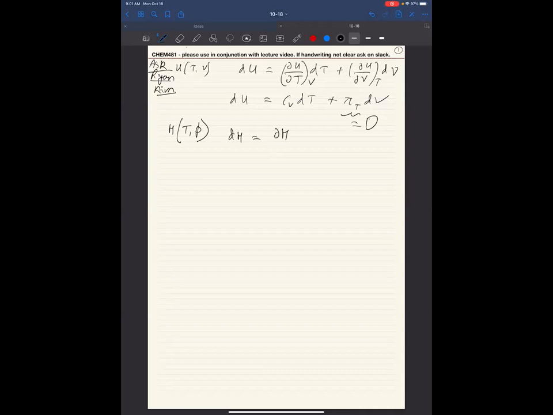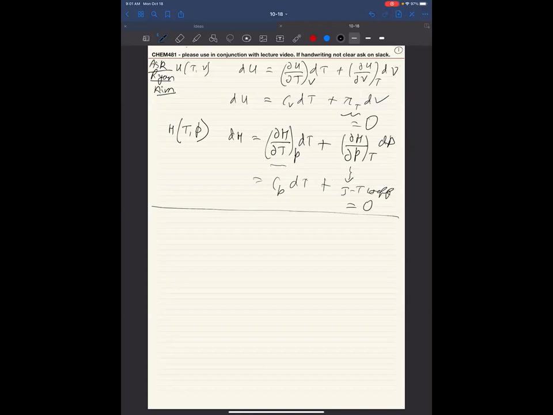So this will be partial H by partial T at constant P dT plus partial H by partial P at constant T dP. One of these was heat capacity. That was this one, right? Cp dT. And this one led to the Joule-Thomson coefficient. I don't remember the exact formula for it, but it came out of this manipulation, and this was also 0 for an ideal gas.